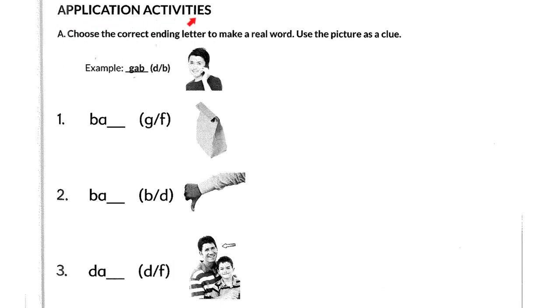Application activities. A. Choose the correct ending letter to make a real word. Use the picture as a clue. Example: gab.